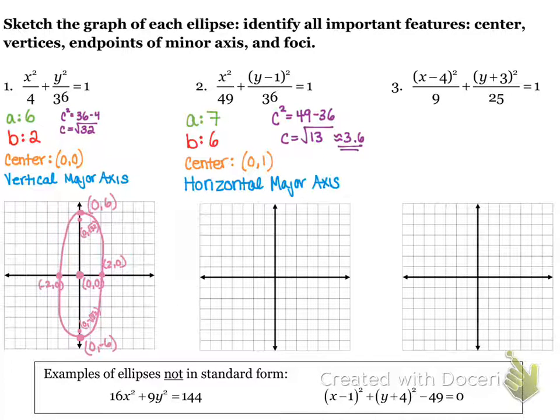Okay, so we're going to start with our center at 0, comma 1. My a value is going to take me to the left and right because it's a horizontal major axis. So I'm going to go to the right. From the center, I'm going to go to the right 7.